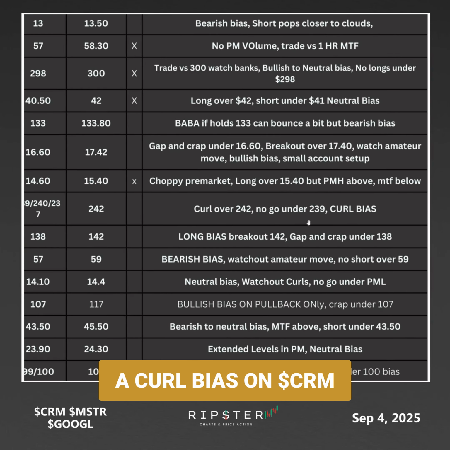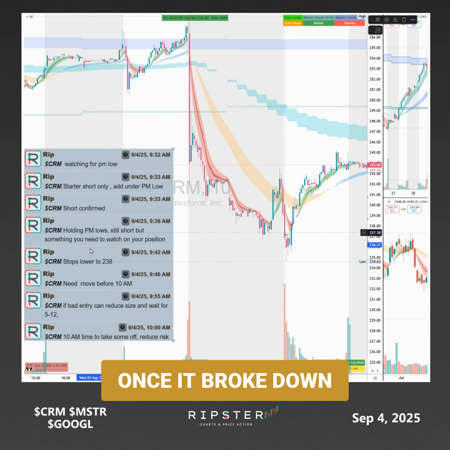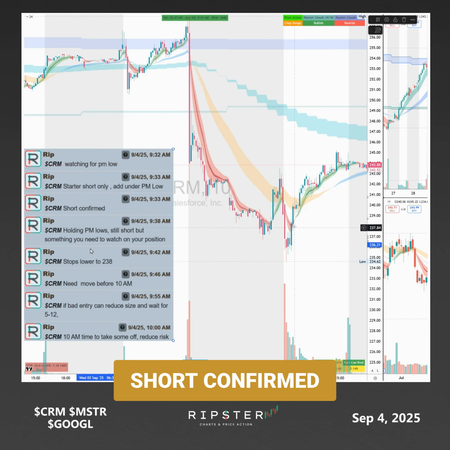As soon as the market opened, CRM was trying to curl over the Ripster clouds. But when I saw this dumping right here, that's when I told the traders it's not a long yet, and we started to short it. We did a starter short. Once it broke down under the 512s, we added short confirmed. We added a little bit more.